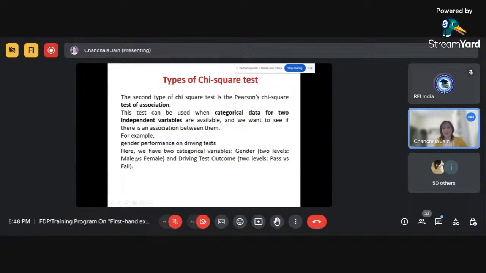So, for example, you can look at gender performance on a driving test, whether the driving test score is independent of gender or not. You can see the gender-wise distribution, and then find whether these two variables are independent of each other. Gender can be measured as male and female, and driving test results as pass and fail. That way you can make a proper table and calculate the frequencies.